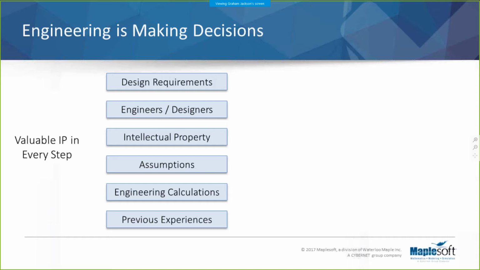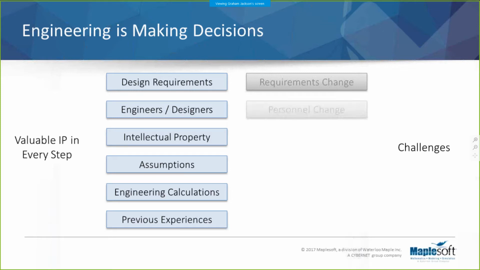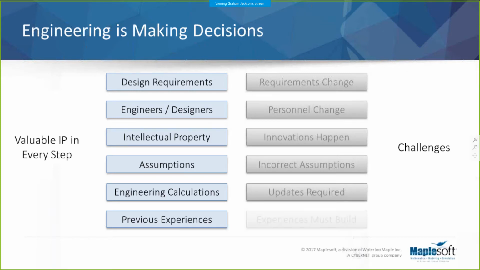And that'll become more apparent when maybe challenges to each of these come into play. So if the requirements change, that's going to require some sort of change to the actual IP in the design requirements. There's a personnel change, innovations, and these things go down and down. And it's a process of making good decisions and managing the IP properly that you can be agile when changes do come down the line.